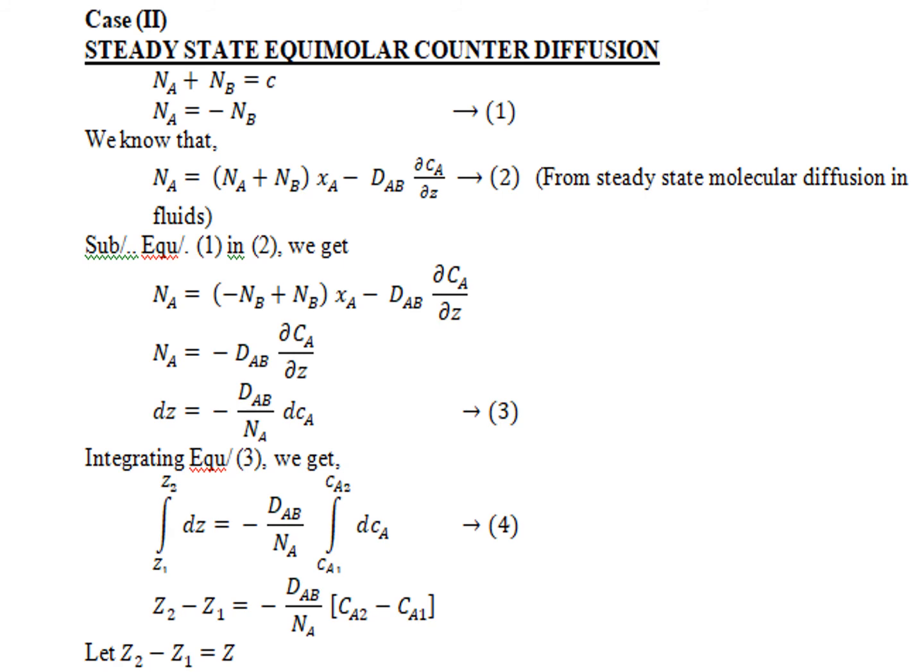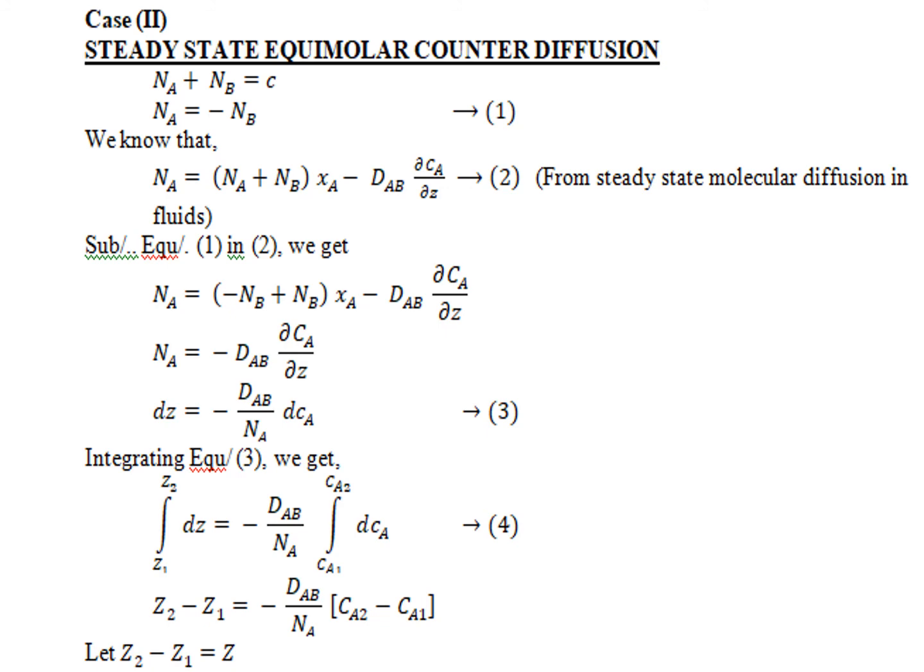Are you clear now? Yes. Then separating the variables, dz is equal to minus Dab by Na into dCa. This is the third expression. Integrating equation 3, on the LHS dz the limit is z1 to z2. On the RHS, minus Dab by Na is a constant, integration of dCa from Ca1 to Ca2. So this is the fourth expression.